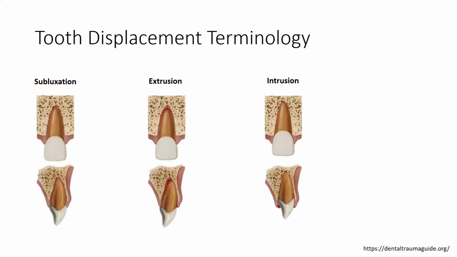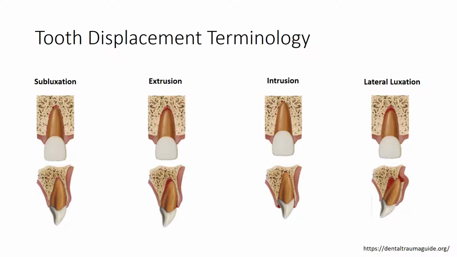And intrusion, the tooth goes apically, that is towards the apex of the root, and you'll get loss of the periodontal ligament space. And then lateral luxation, you get a displacement of the tooth in one direction or the other, and it's often accompanied by a monocortical fracture as well.